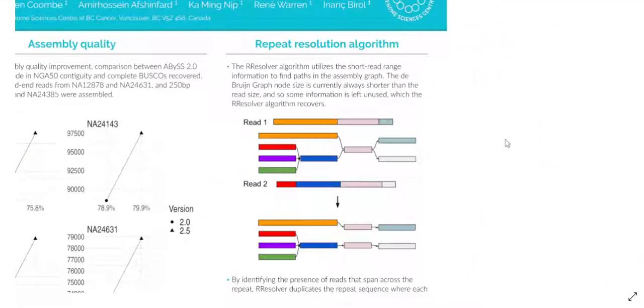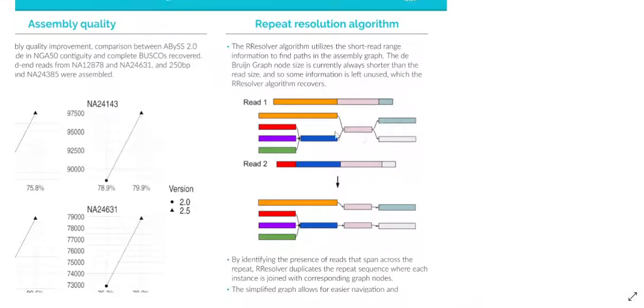A little bit about the repeat resolution algorithm. So the resolver algorithm uses the short-read range information to find paths in the assembly graph. Currently, the de Bruijn graphs have nodes that are shorter than the read size, and so there's some information that's left unused, and that's the point of the resolver algorithm, to recover this information.